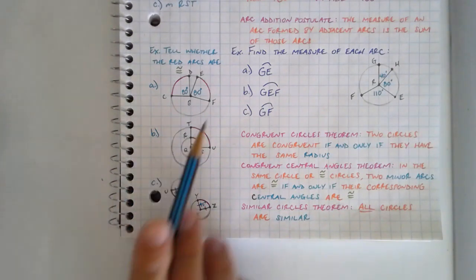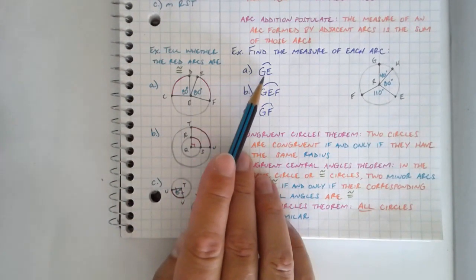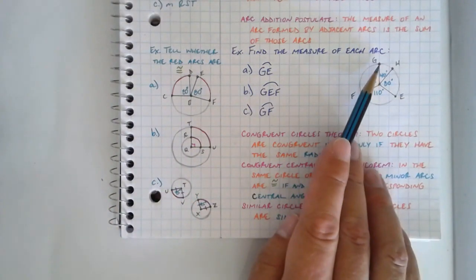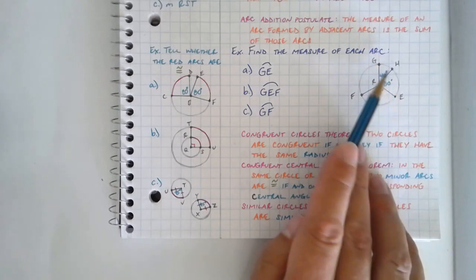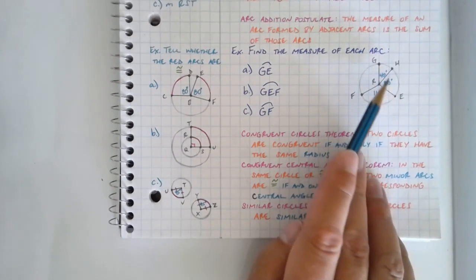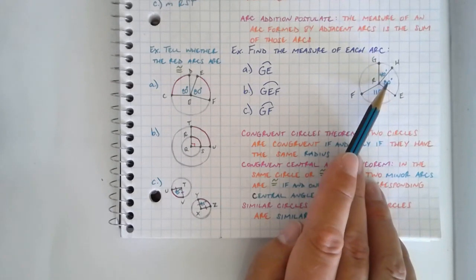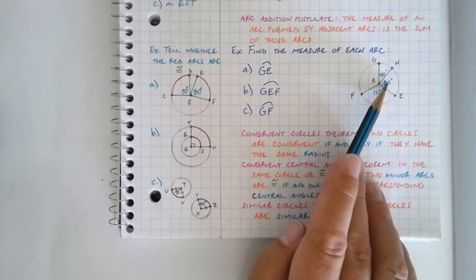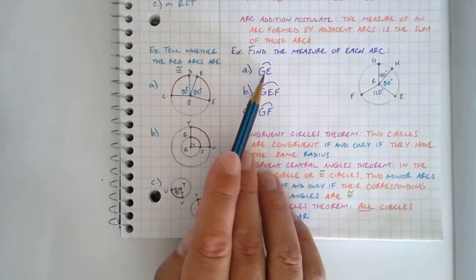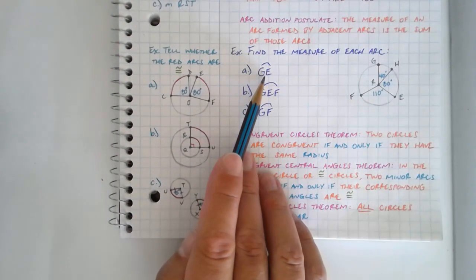So let's just go through the notation again. Part A, here's a minor arc, GE. So it's going to be the shortest distance between those two letters. There's G. E's down here. The shortest distance will be these 2 slices. What's the measurement of arc GE? Add up the pieces. That's arc addition postulate. 40 plus 80, 120 degrees. Measurement of arc GE is 120 degrees. Again, if you wanted to show work, it's the 40 plus the 80.